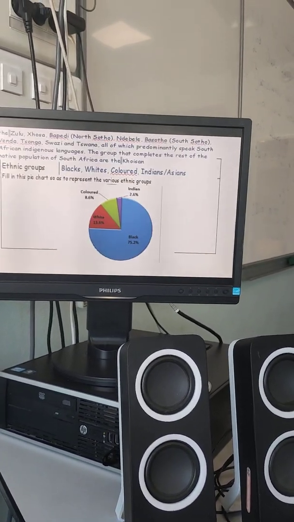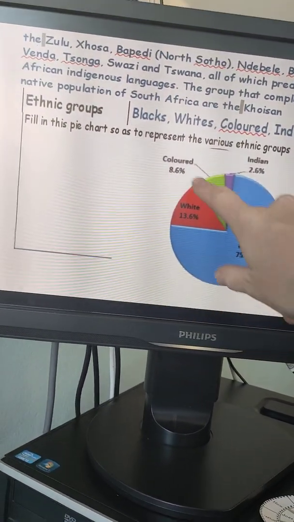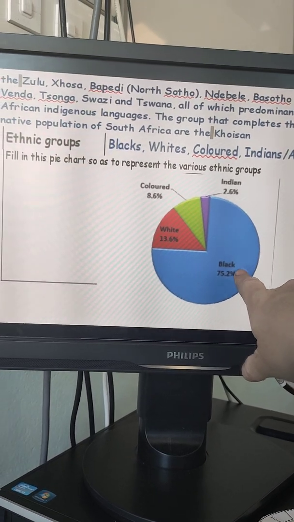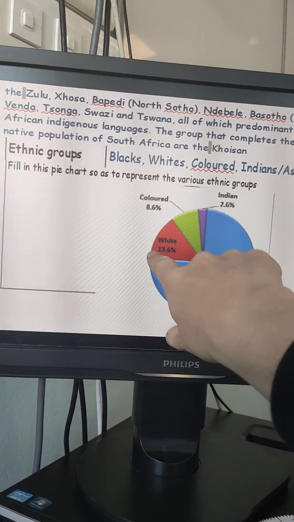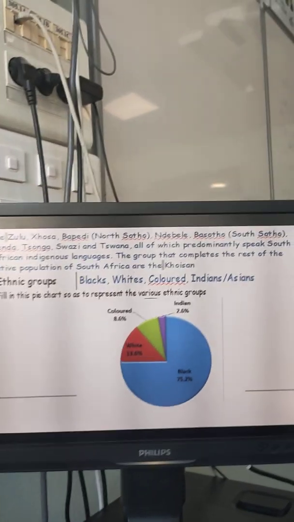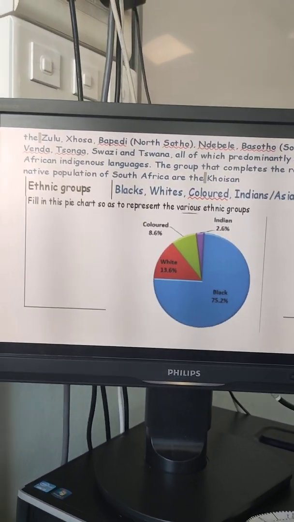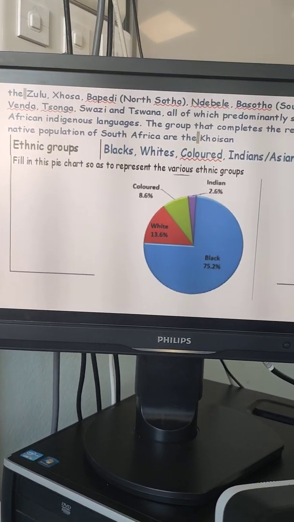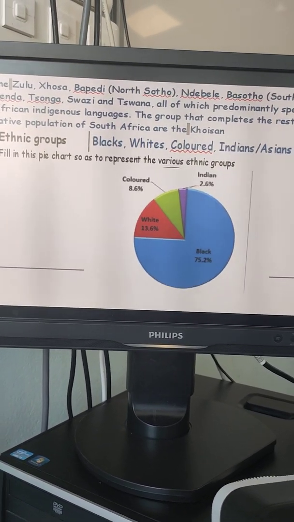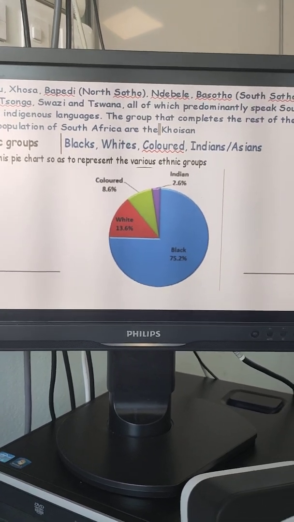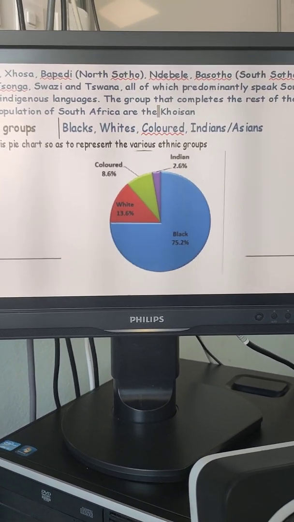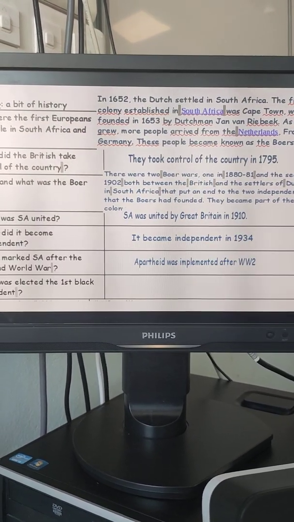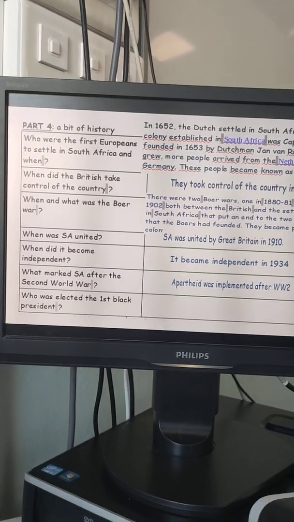Now, if we look here, the majority of people are black, okay? And the minorities are whites, coloured, and Indians. But apartheid was a system of legal racial separation. So legal racial separation. Okay? And that was the case back after World War II.